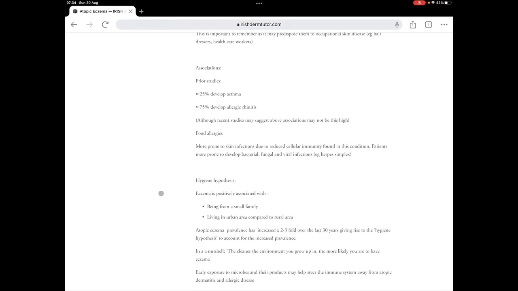As we all know, atopic eczema has associations, including the atopic triad. Prior studies suggested that maybe 25% will go on to develop asthma and maybe 75% will go on to develop allergic rhinitis, although recent studies suggest that these associations are not as high. Patients are also more prone to food allergies, and more prone to skin infections as there is reduced cellular immunity found in the skin in this condition. So they're more likely to develop skin bacterial infections, fungal infections, and importantly viral infections such as herpes simplex.